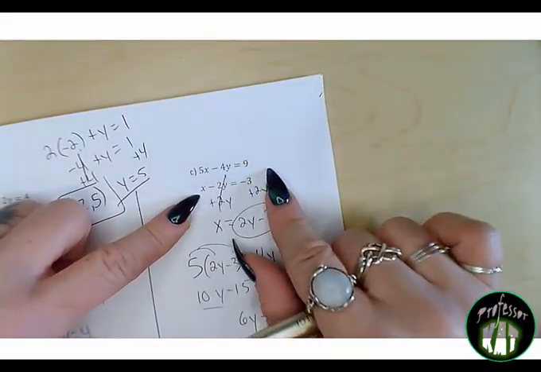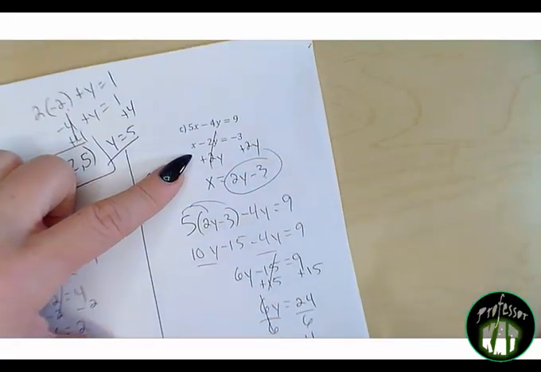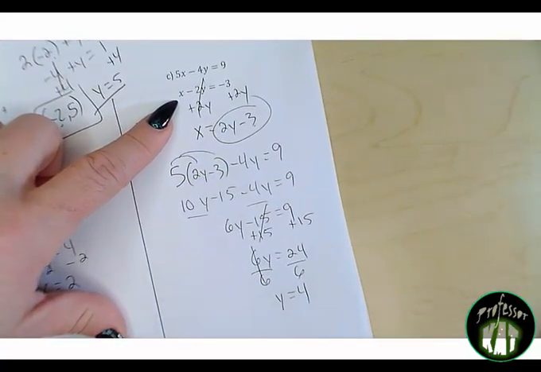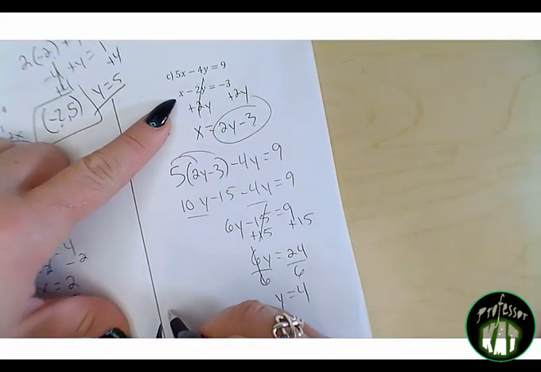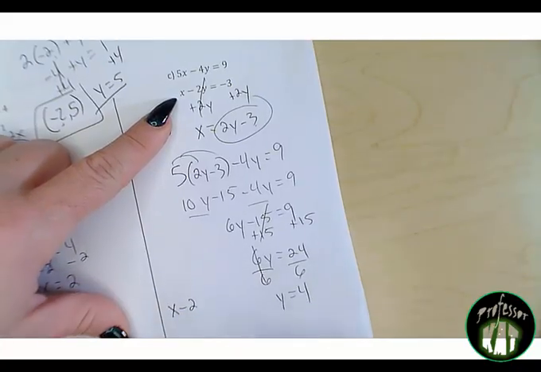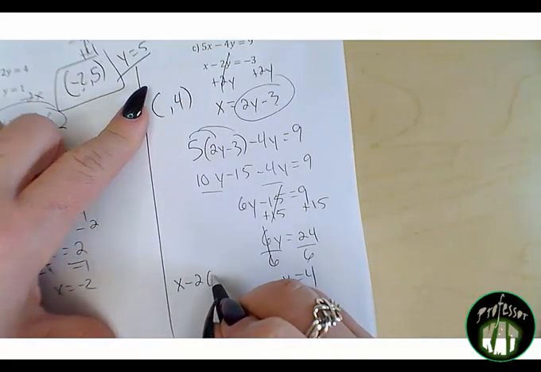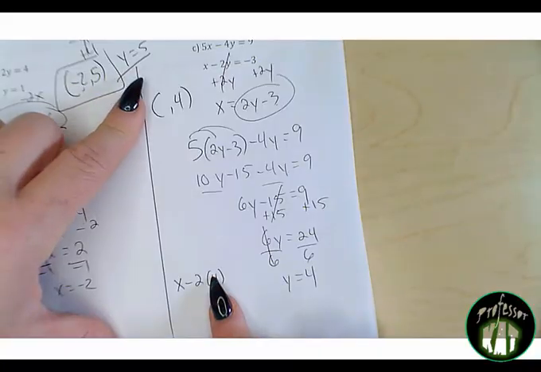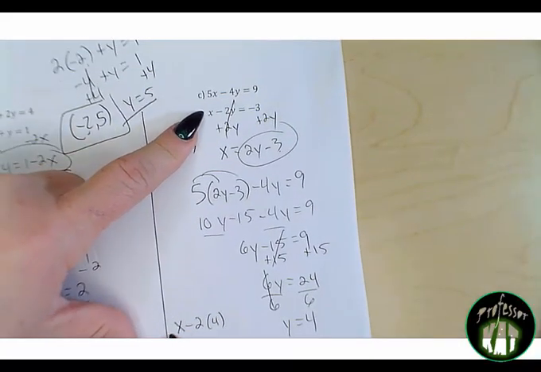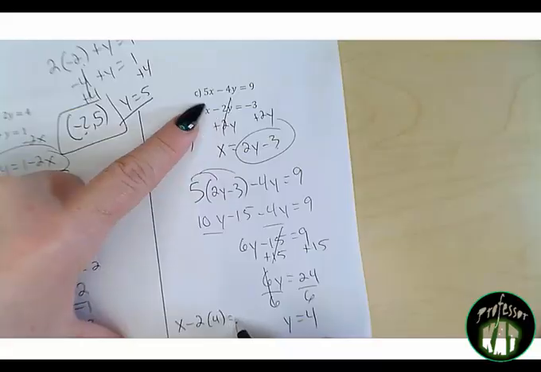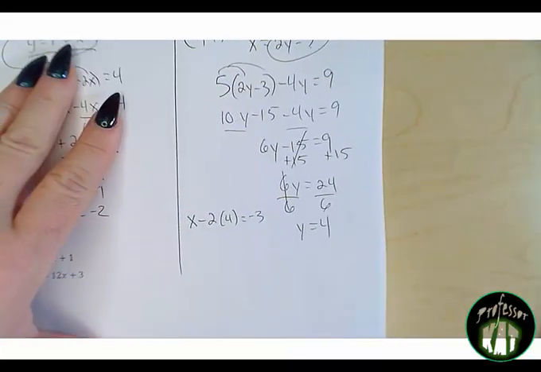Going back up, you can use either equation here. I'm going to use the bottom equation. We're solving that for x. So that means x minus 2 times y, we got 4 for y. So it's x minus 2y is equal to negative 3.